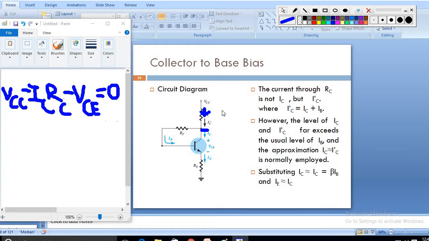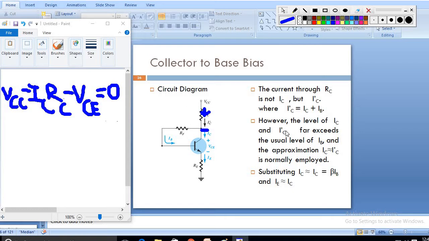It is not IC, it is IC dash, which means the current flowing through this IC plus the current flowing through this base resistance, that is IB. That is, IC dash is equal to IC plus IB. That is the current flowing across this RC.